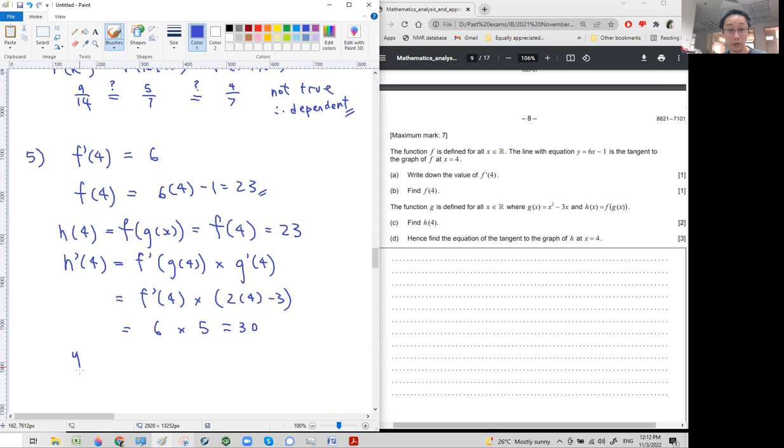And then we can now do y equals mx plus c. h(4) is 23. m is 30. The x value of the point of contact is 4. So negative 97 equals the y-intercept. So y equals 30x minus 97 would be the equation of the tangent line.